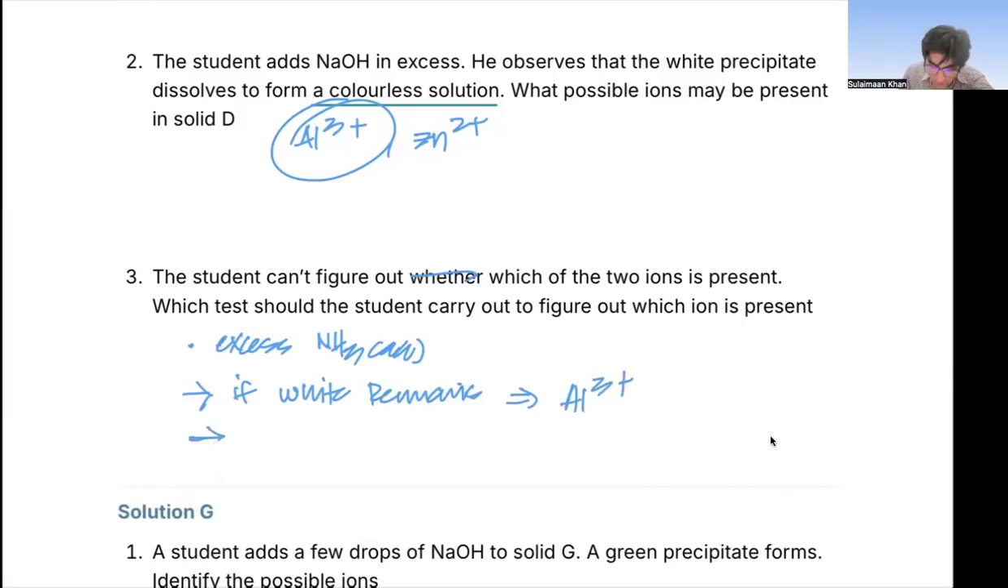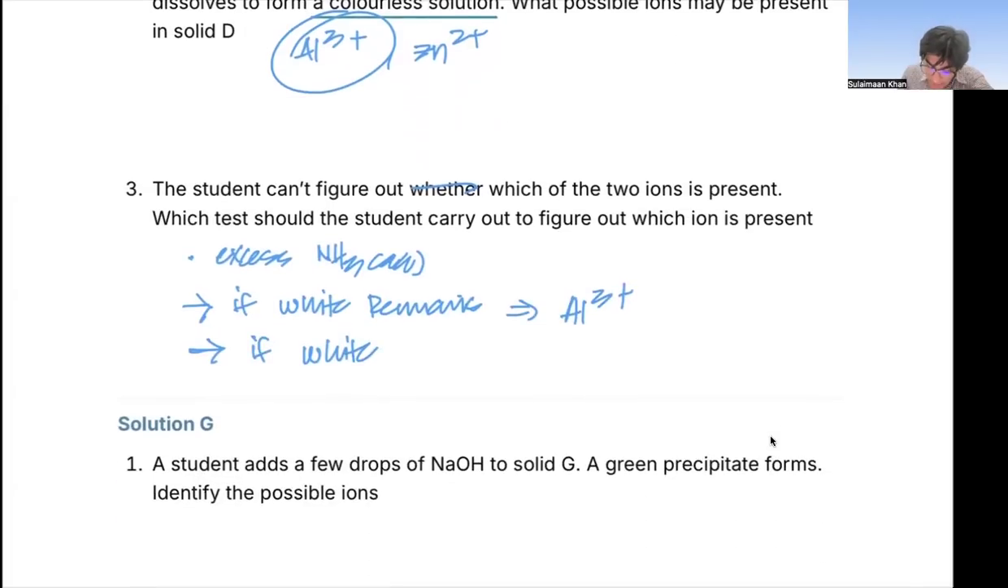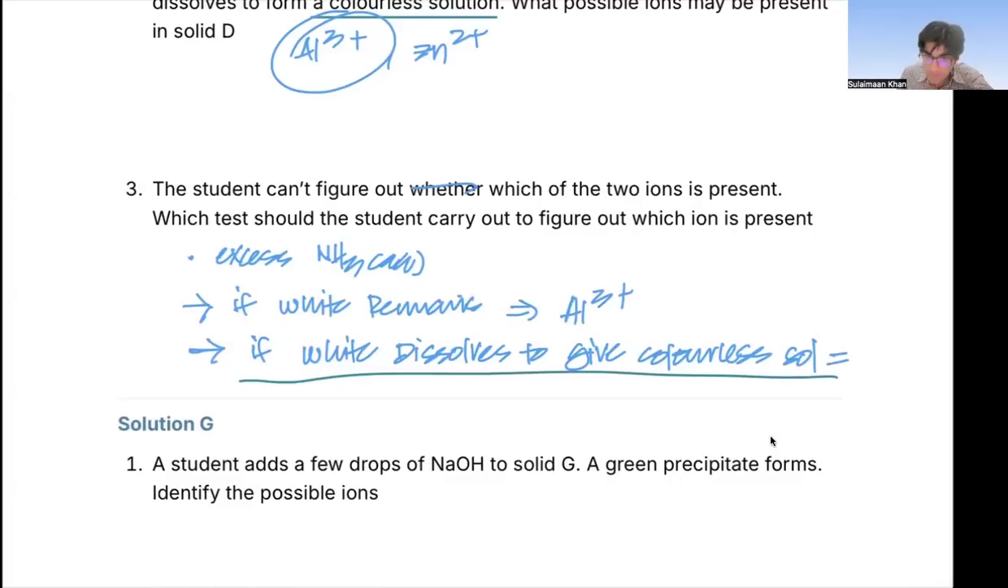And what does soluble mean? You must not just write that it's soluble; you have to write the description. If the white precipitate dissolves to give a colorless solution. That's why students lose marks. You are not going to write just soluble; you write white precipitate dissolves to give a colorless solution. Soluble is what this entire thing means, right? So if the white precipitate dissolves to give a colorless solution, that's going to be the zinc 2 plus ion.